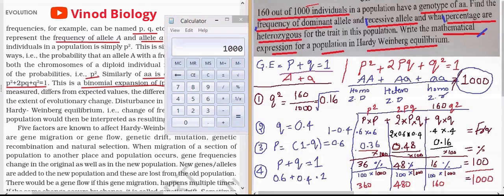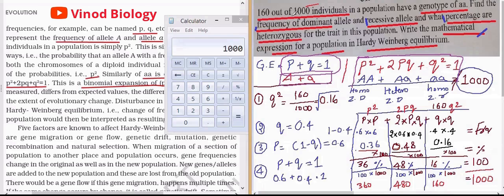In this method, you should remember a few things: p plus q is equal to 1. Keep this aside, and in the same way keep the other one: p square plus 2pq plus q square is equal to 1. These four lines you have to keep in one place. Then you can go for the game.